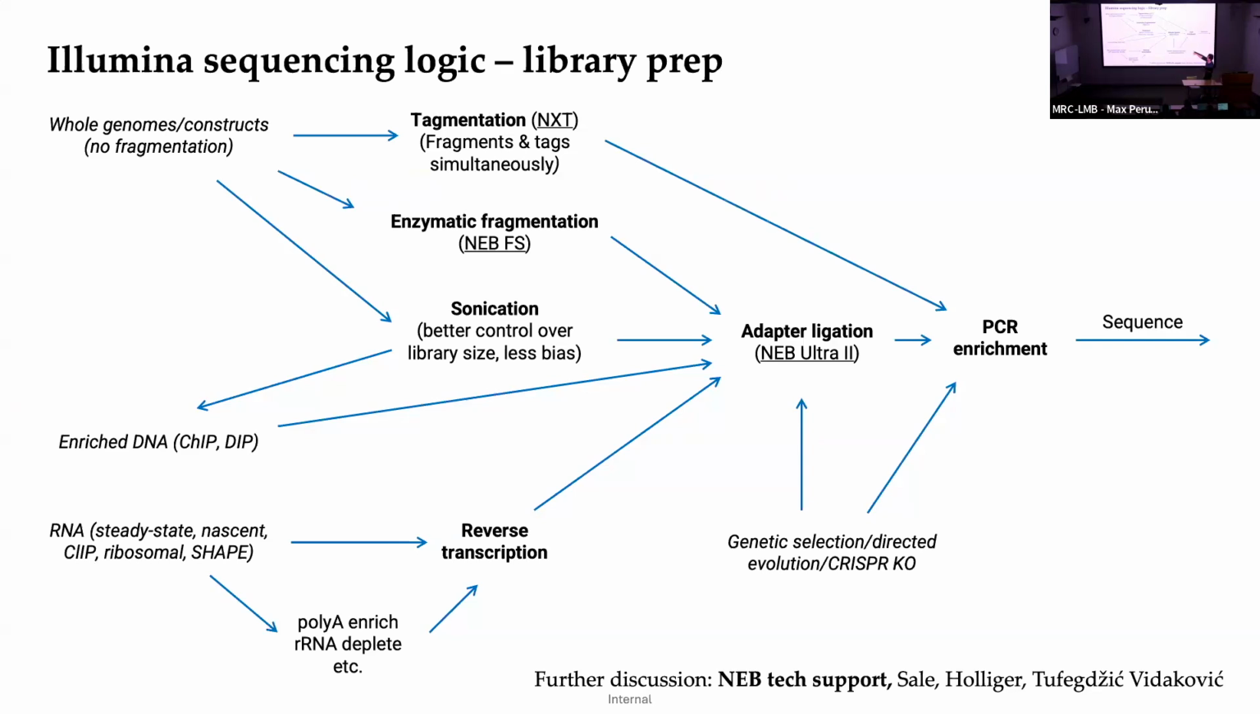Then you can see in this first set of processes, it's all to do with trying to break down the DNA into something that's more manageable for the library prep to deal with. It can then be enriched after that if you would like to, so it can go back to the enriched DNA. And then the RNA, of course, needs to be reverse transcribed. So all of this needs to happen, but then all of this goes into this step, adapter ligation, which is what I was showing on the previous slide.